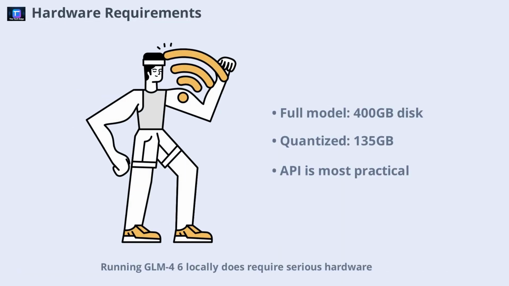Running GLM 4.6 locally does require serious hardware. The full 355B parameter model needs 400 gigabytes of disk space, which is out of reach for most consumer setups. The practical solution is the 2-bit quantized version at 135 gigabytes, which runs on a 24 gigabytes GPU and 128 gigabytes RAM. For those on a tighter budget, 4-bit quantized models can work with a 40 gigabytes GPU and about 205 gigabytes RAM. For most engineers, using the API is the most practical choice unless you have strict data privacy needs.